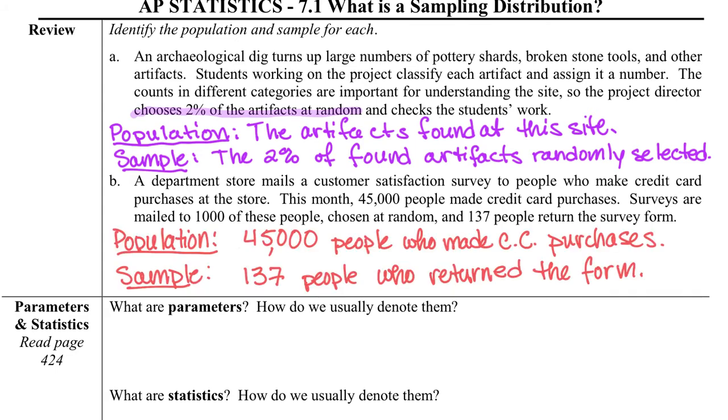So I think the population was pretty easy to find. We want to know about the 45,000 people who made credit card purchases. The sample is the tricky part. It's only the 137 survey forms that were returned, not the entire 1,000 people who were selected, because we don't have anything to work with if they didn't return the form.